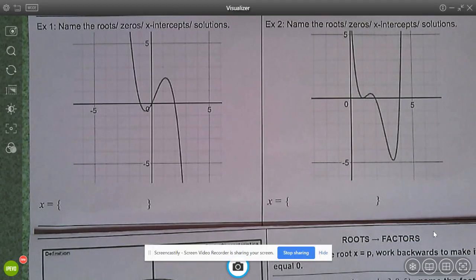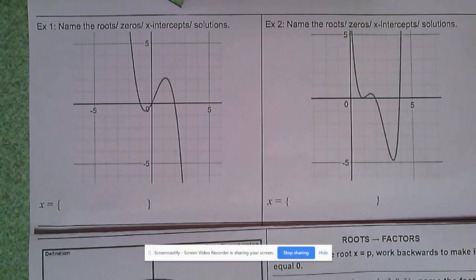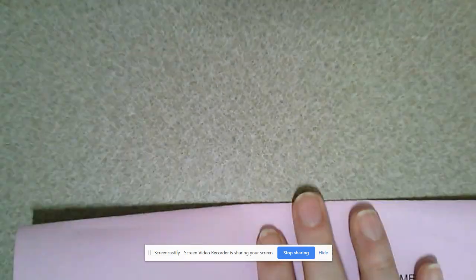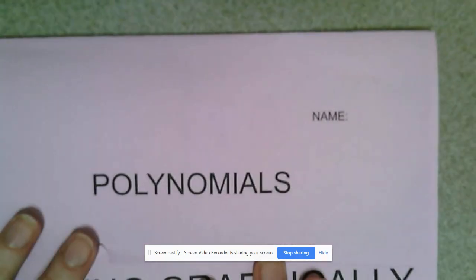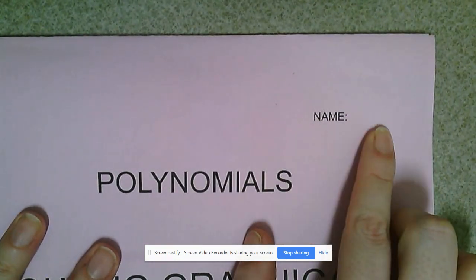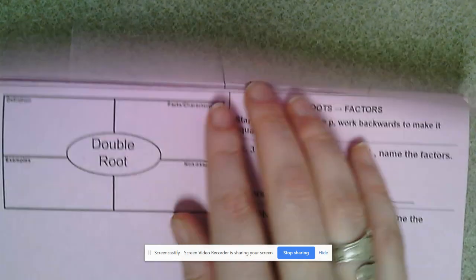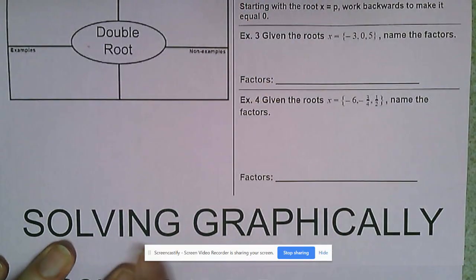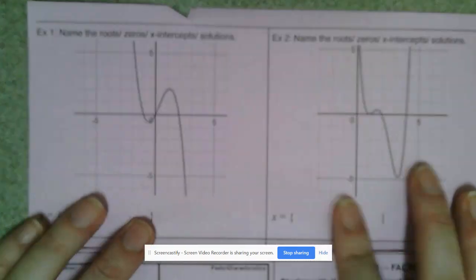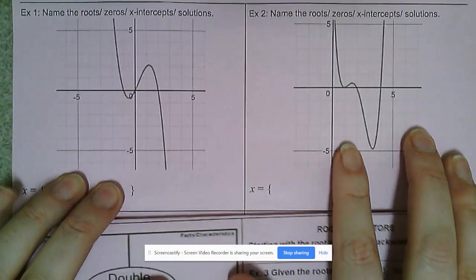Okay, so we are going to go over the notes that you may have missed on solving graphically. So this is in the purple foldable. And the first thing we want to make sure is that you put your name on it on the front. So please make sure you do that. And we're going to open it up to the first flap. So the first flap says solving graphically. And we are going to go through this whole flap.